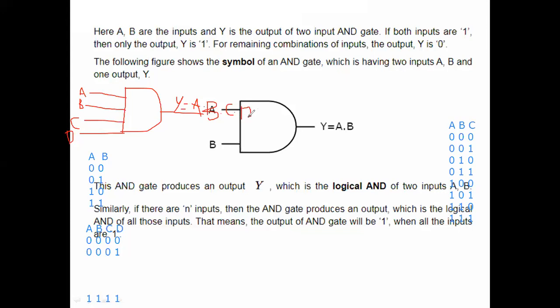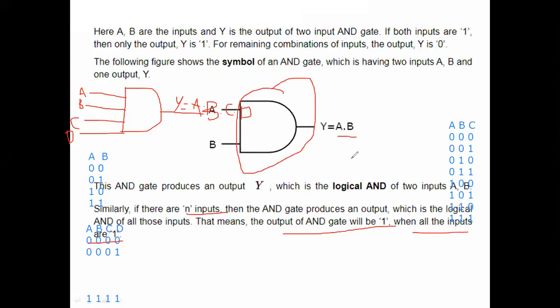Like this, we can have n number of inputs depending on our requirement. If there are n inputs, then the AND gate produces an output which is the logical AND of all those inputs. This means the output of the AND gate will be 1 when all the inputs are 1. So this AND gate has n inputs and only one output. This is the expression and this is the symbol for the AND gate.